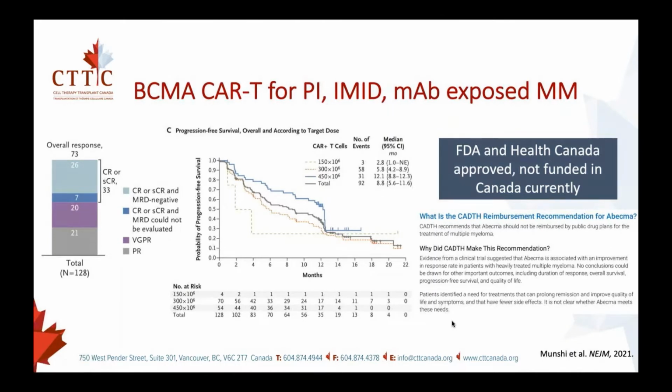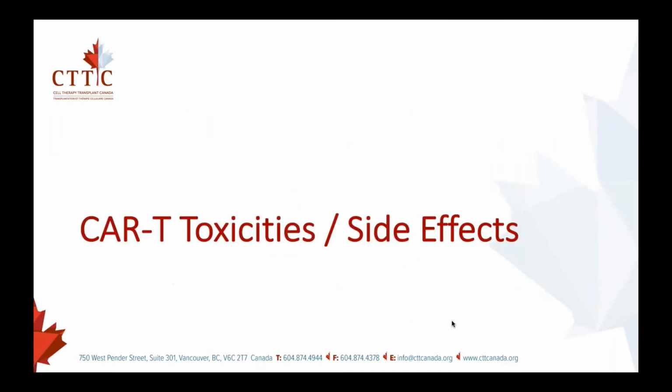And so what happened is that this led to FDA and Health Canada approval. However, it led to a negative review at this current stage, at least for funding in Canada, as you can see from this CADTH recommendation. And the reason for this is that this wasn't really phase 3 data to confirm an improved survival. So stay tuned as to what will happen with BCMA CAR T cells in multiple myeloma. I think this will eventually come to Canada in some shape or form, just not quite at this stage.